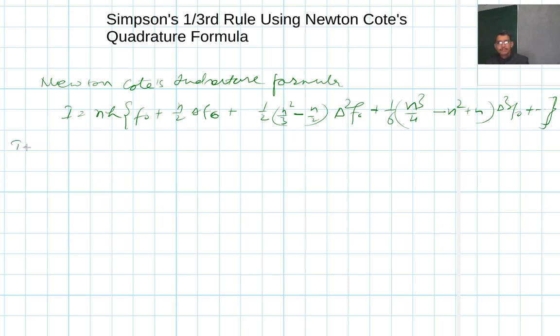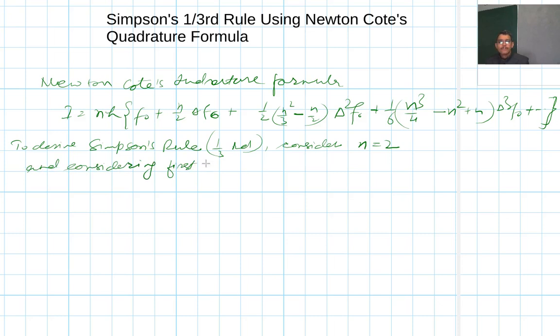So to derive Simpson's rule, that is 1/3 rule, consider n is equal to 2, and considering first three terms, and integrating over x naught to x2. This is the region for which we have to integrate it now.